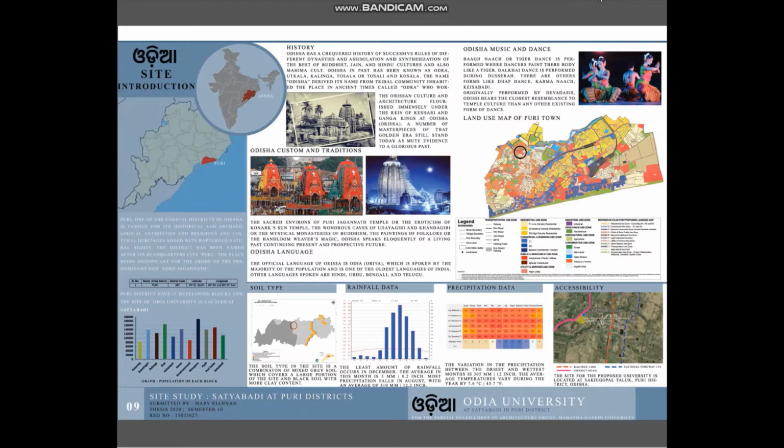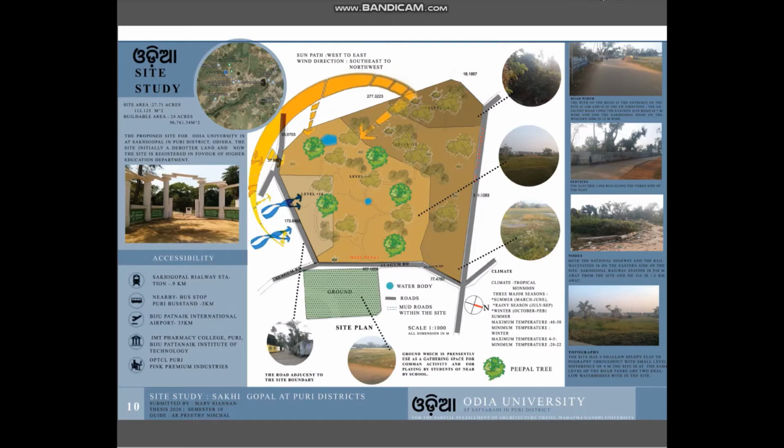Site study. The site area comes around 24 acres, and the site was initially denotified land, and presently the site is registered in favor of Higher Education Department. Accessibility to the site. Sakshigopal railway station is 0.9 kilometers away. The nearby bus stop is 3 kilometers, and Biju Patnaik International Airport is 35 kilometers from the site. The sun path is from west to east direction, and the wind direction is from southeast to northwest direction.